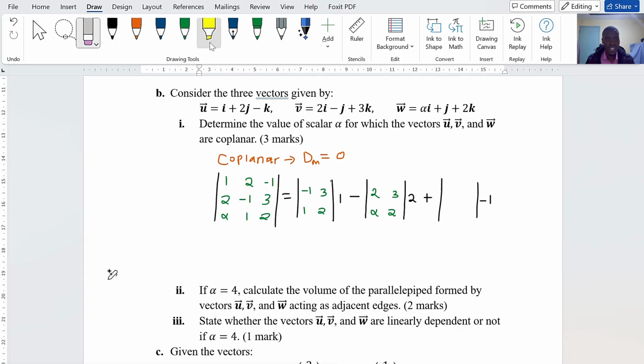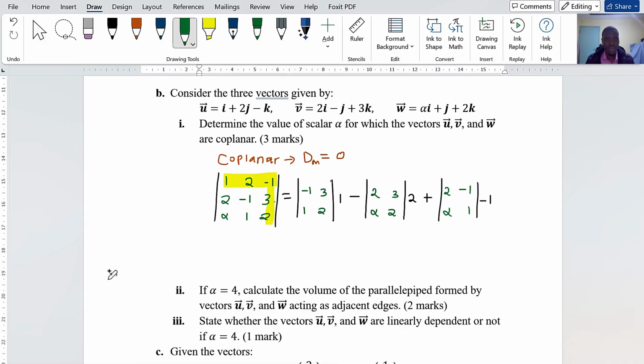Now if you want K, you delete column 3 and row 1, because K is in row 1 and column 3. Delete them. You ignore K. Now the matrix that remains there is 2, -1, and then you have alpha, 1.